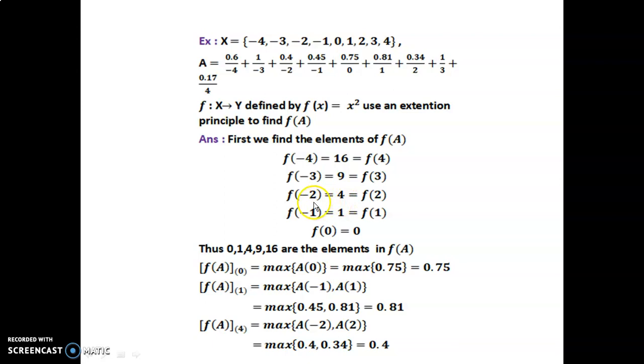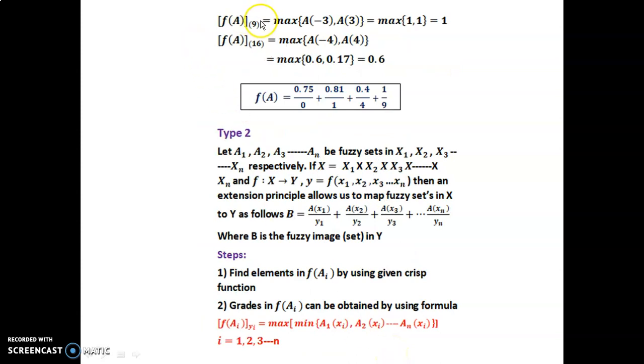For the next element 4, use the same formula, max of. For this element 4, we get -2 and 2. So A of -2, A of 2. A of -2, the grade is assigned as 0.4. A of 2, the grade is 0.35. Max is 0.4. Similarly, for the elements 9 and 16.